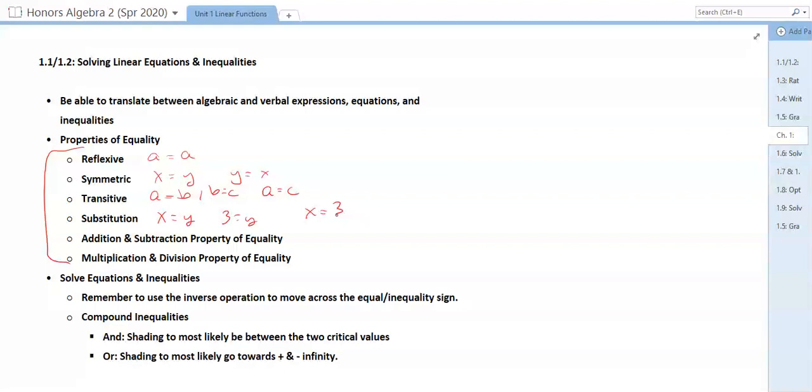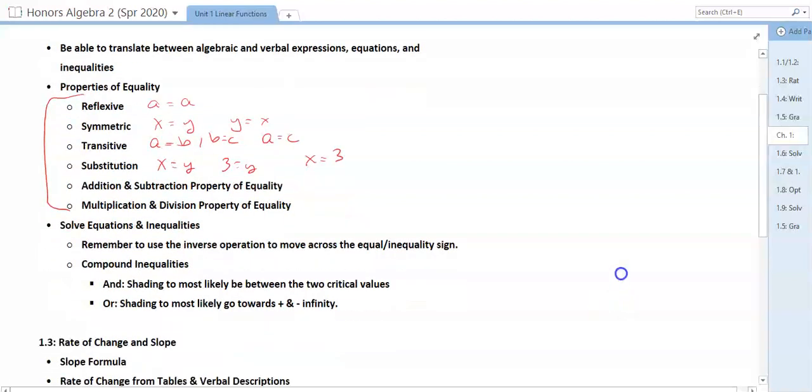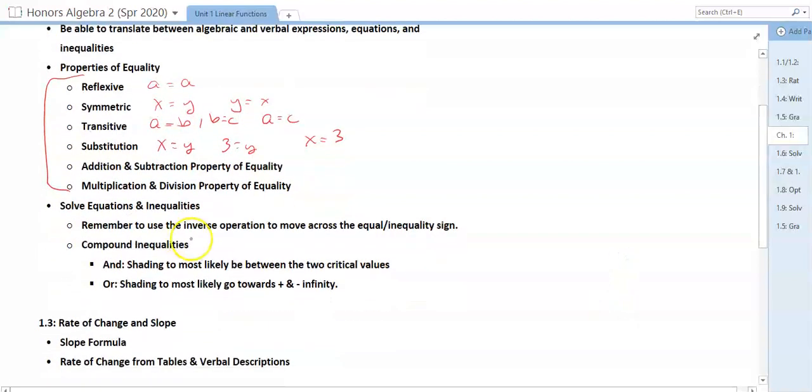And remember, addition, subtraction, properties of equality, that's just where we're able to add something to both sides or subtract something to both sides. Same with multiplication and division. Remember to solve equations and inequalities, remember to use your inverse operation. So if it's addition, to undo with subtraction. If it's division, to undo with multiplication, so on. And that's when we move across the equal sign or the inequality symbol.